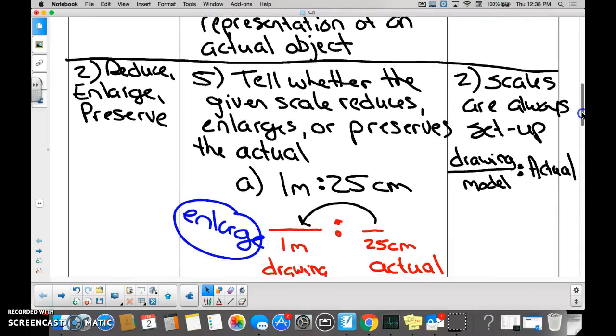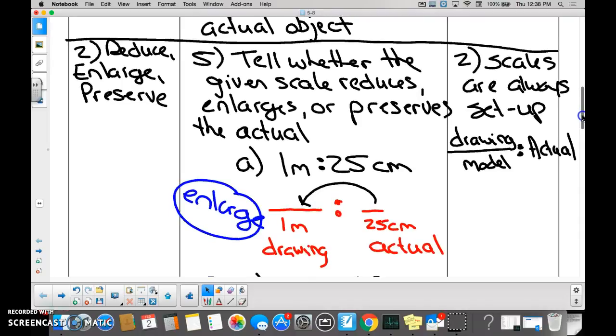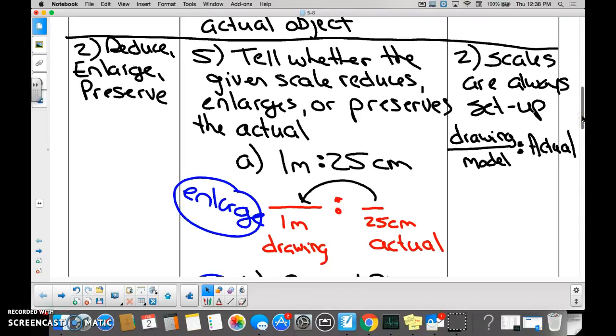Reduce, enlarge, or preserve. These were tricky. Number 5, I'm going to refresh your memory if you're watching this right before the test. Every group but one got this one wrong when you solved it together. Tell whether the given scale reduces, enlarges, or preserves the actual. 1 meter to 25 centimeters. The 1 meter represents the what, you guys? Drawing. 25 represents the? Actual. What is bigger, 1 meter or 25 centimeters? 1 meter. 1 meter is bigger.